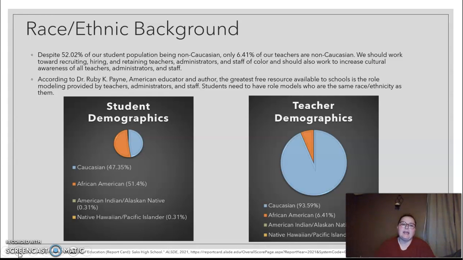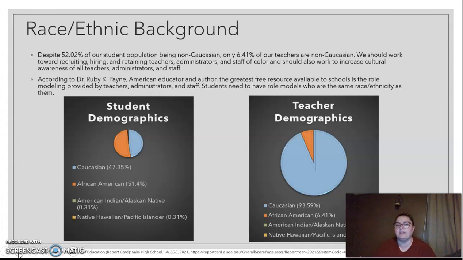According to Dr. Ruby K. Payne, American educator and author, the greatest free resource available to schools is the role modeling provided by teachers, administrators, and staff. Students really need to have role models who are the same race and ethnicity as they are.